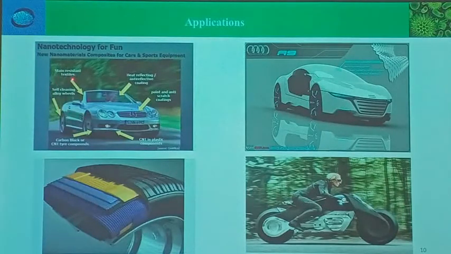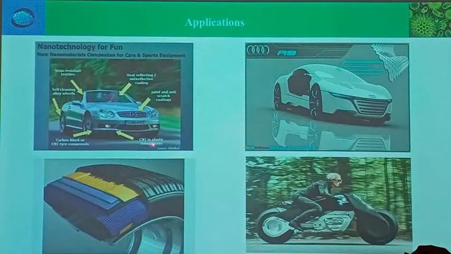Here you can see an image of a car in which various components are made using nanotechnology or nanomaterials, like stain-resistant textile layers on the seat covers, heat-reflecting and anti-fogging or anti-reflecting coating on the window glass and front glass, paint, and anti-scratch coating on the cover or body of that car.